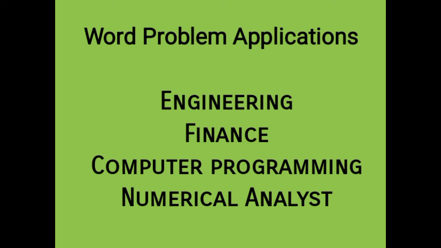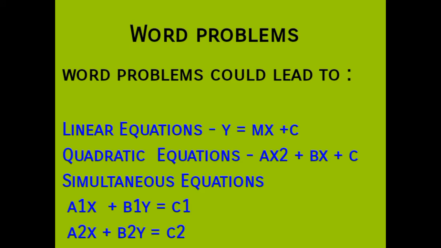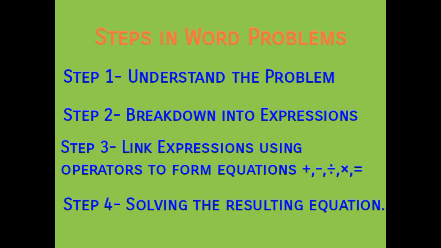Okay, so when we transform a statement to a word problem, we notice that we're going to end up with different types of equations. Depending on the field, it could be linear equations, quadratic equations, or simultaneous equations. So the steps to solving word problems are: first, understanding the problem. Second, break down the problem into expressions, link the expressions with operators to form equations, and solve the resulting equation.